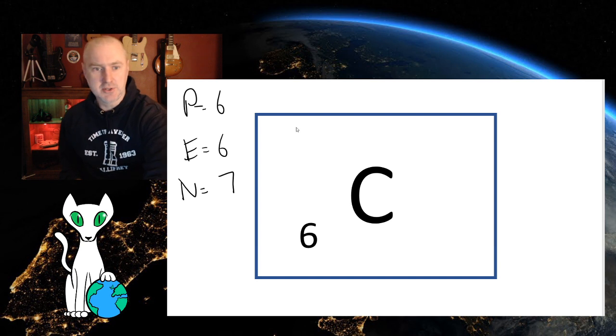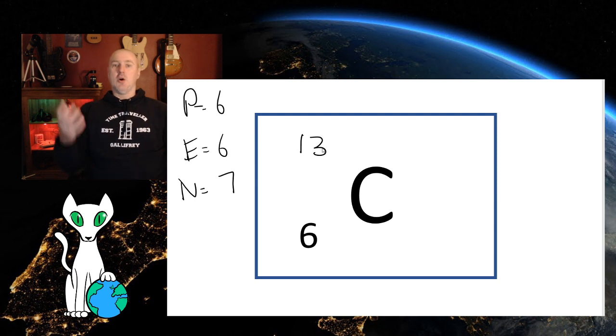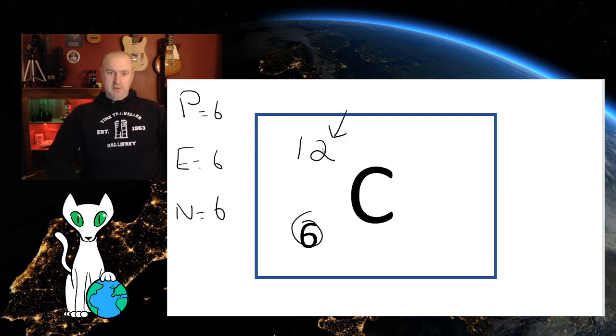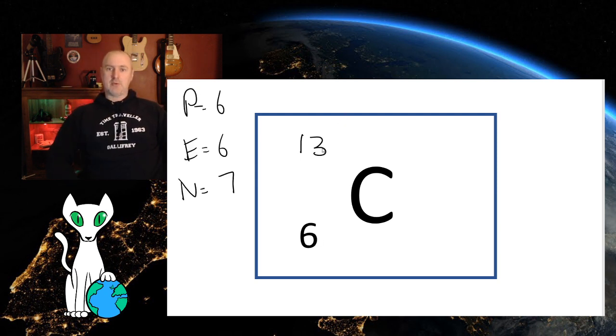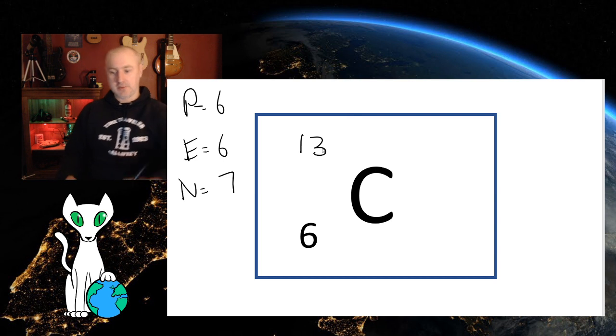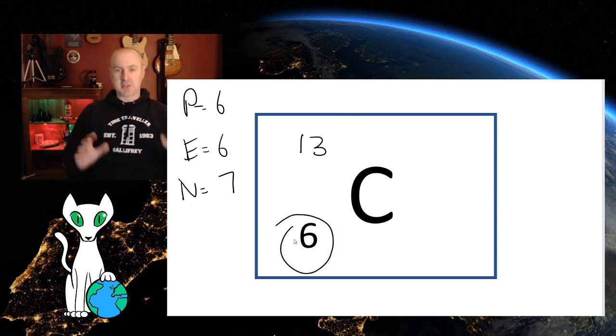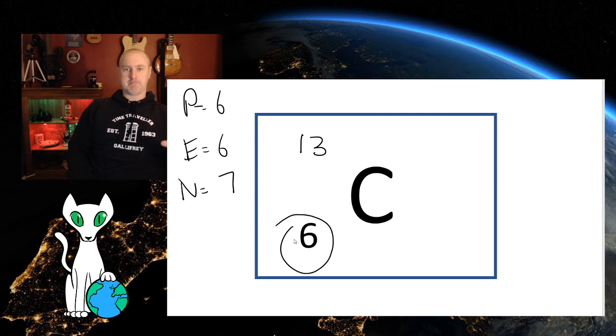And what's that going to do with their mass number? Well, 6 plus 7, remember the number of protons and neutrons is your mass number. Instead of being 12, like it was here, we've got a mass number of 13. But they are both carbon because they have the same atomic number. They have the same number of protons down here, which is 6. And that's what defines you as an element.